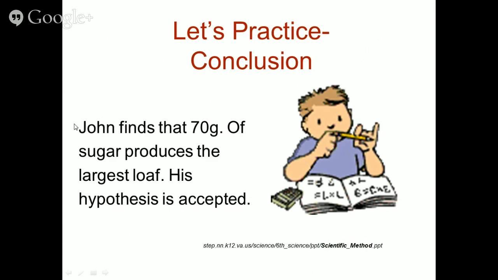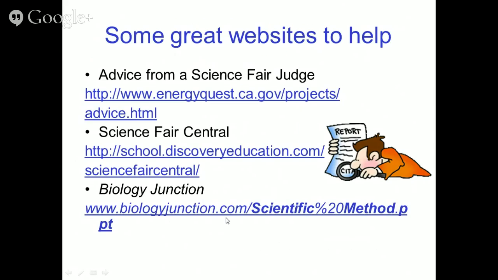Let's practice. We're going to go back to John. John finds that 70 grams of sugar produces the largest loaf. His hypothesis is accepted. So I guess maybe just increasing the sugar increases the size of the loaf, and you just decided not to pay attention to the end of the chart? Maybe? I don't know. These are some good websites that can help you conduct your science fair experiment better.